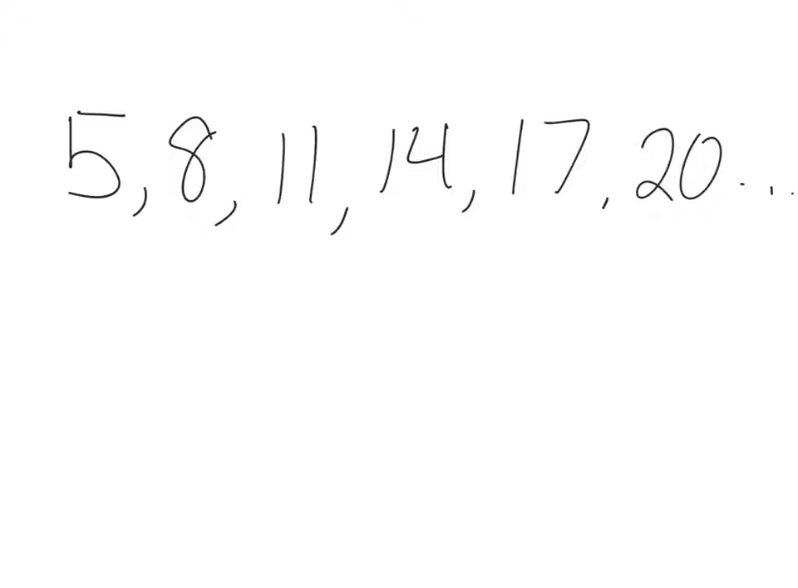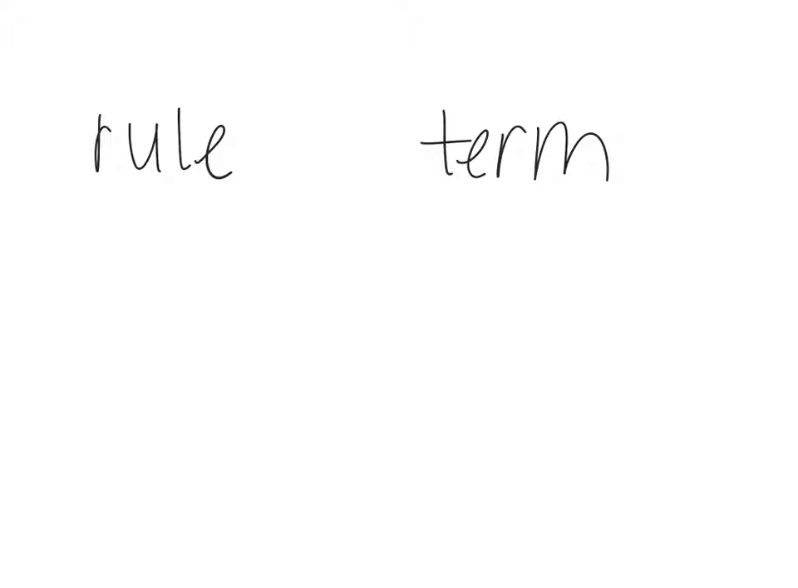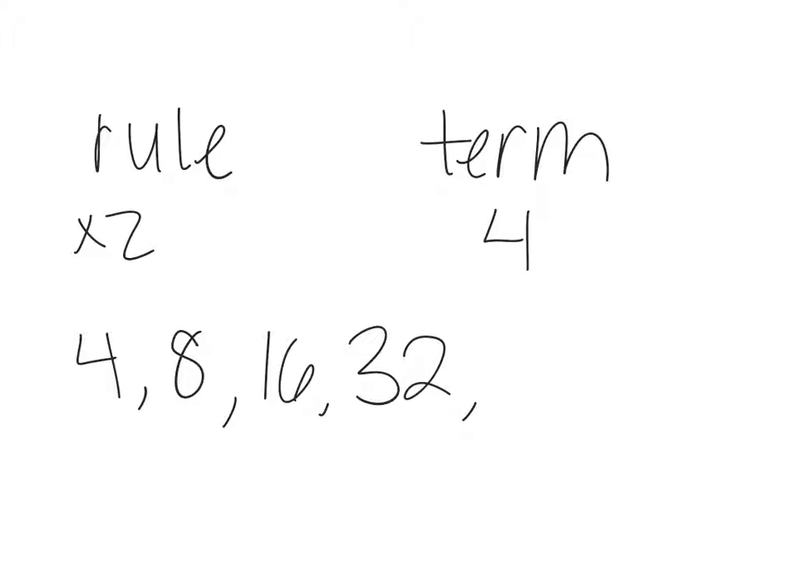So honestly, the only thing they need to know is that each question that has to do with these sorts of patterns is going to give them a rule and a term. So they need to know what to do with those two things. If the rule is multiply by 2 and the term is 4, that means that we start at 4 and we multiply each term by 2. So we have 4, 8, 16, 32, 64, and so on and so forth.